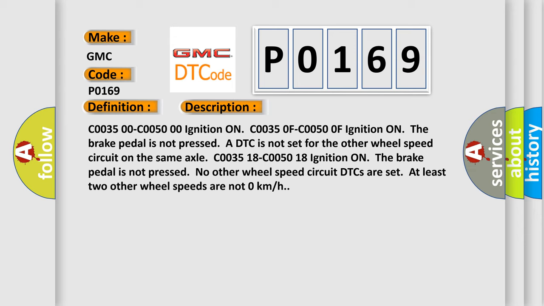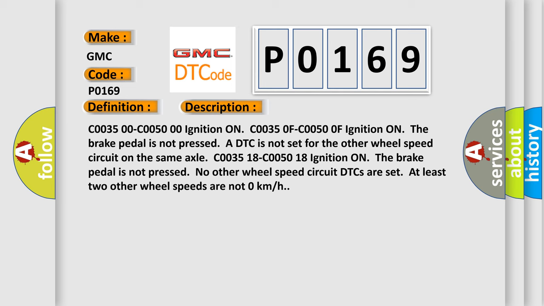Ignition on, the brake pedal is not pressed, a DTC is not set for the other wheel speed circuit on the same axle. Ignition on, the brake pedal is not pressed, no other wheel speed circuit DTCs are set, at least two other wheel speeds are not 0 km/h.